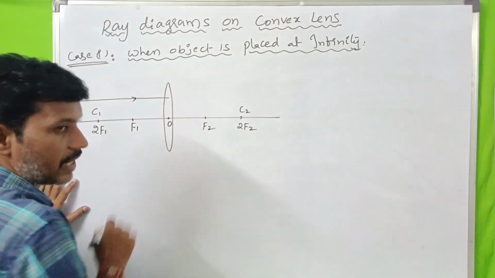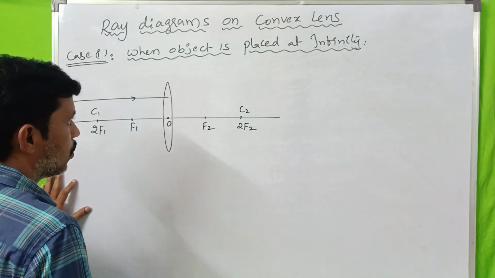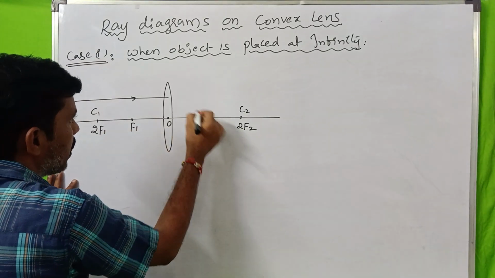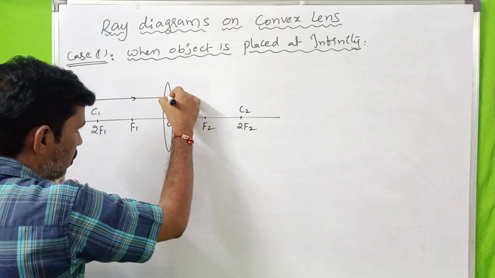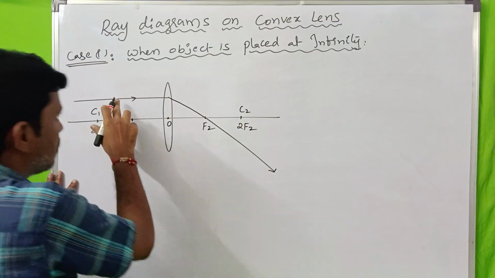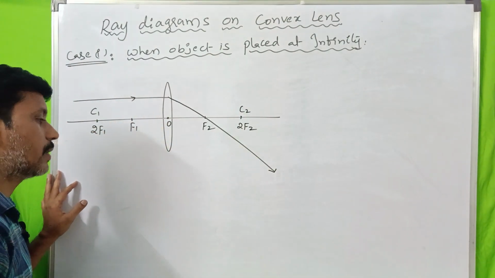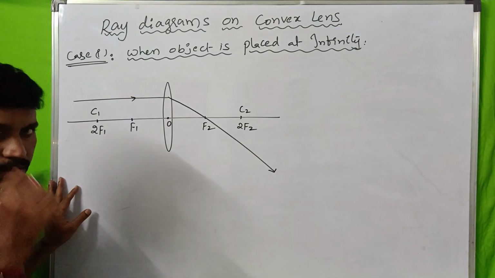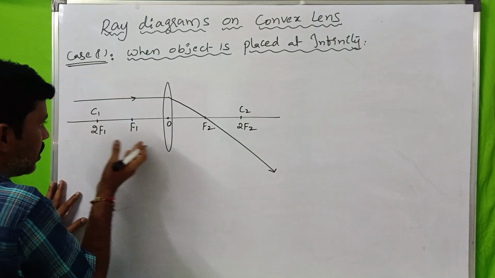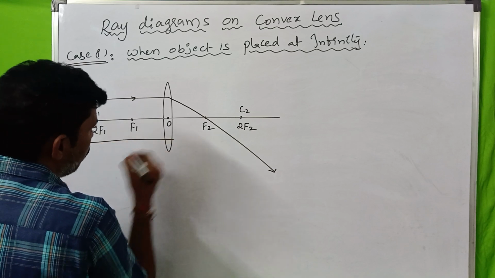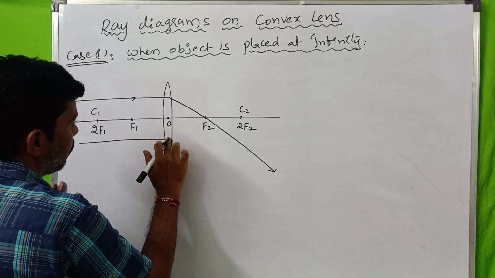So after refraction, we know that according to the first rule, any parallel ray passes through the focus point, like this. This is the incident ray and this is the refracted ray. Right, Nana? We need two rays. For the second ray, you can take it here also, or otherwise here. Let us take here.